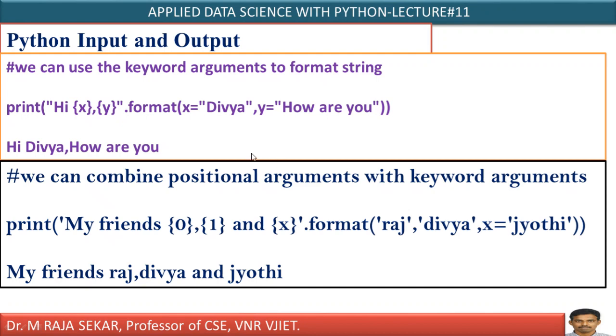Now, there is also something like keyword arguments. It is a simple technique. Keyword argument means, just see, "hi" in double quotes. If I keep something, hi, I will get... What is x? X means Divya. I am saying Divya, which means in the place of x, Divya will get displayed, comma y. What is y? Y is how are you. Therefore, that "how are you" will get displayed in the place of y. That is, format is a function in which I am keeping two keyword arguments. X is one keyword argument, y is another keyword argument.